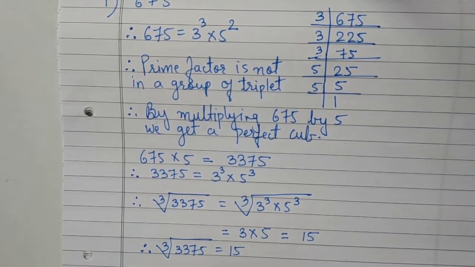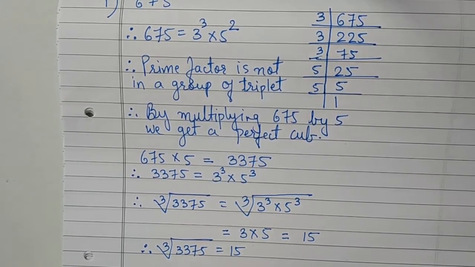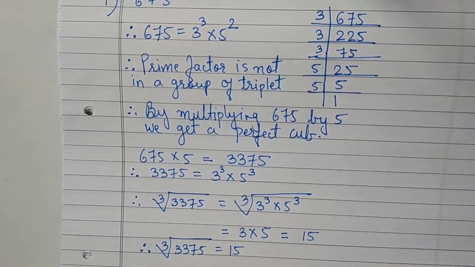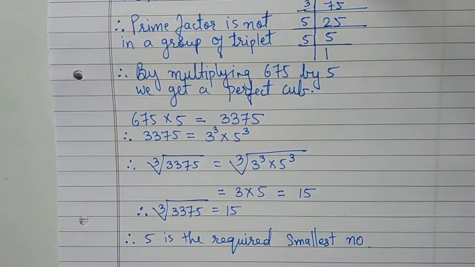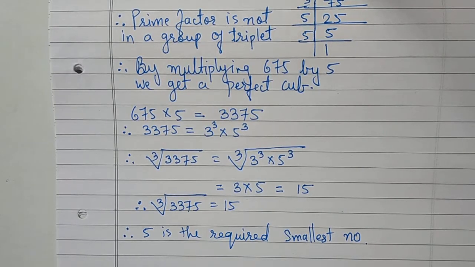Therefore 5 is the required smallest number. Right? 5 is the required smallest number. Hope you all understood this.